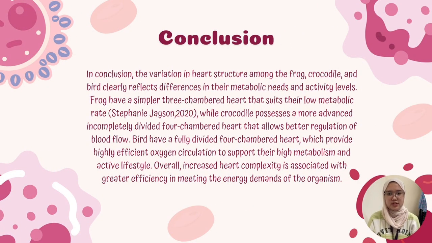In conclusion, the variation in heart structure among the frog, crocodile, and bird clearly reflects differences in their metabolic needs and activity levels. Frogs have a simpler three-chambered heart that suits their low metabolic rate, while the crocodile possesses a more advanced, incompletely divided four-chambered heart that allows better regulation of blood flow. Birds have a fully divided four-chambered heart, which provides highly efficient oxygen circulation to support their high metabolism and active lifestyle. Overall, increased heart complexity is associated with greater efficiency in meeting the energy demands of the organism.